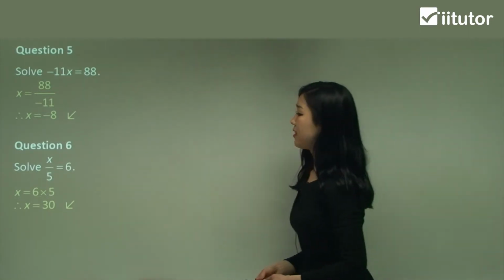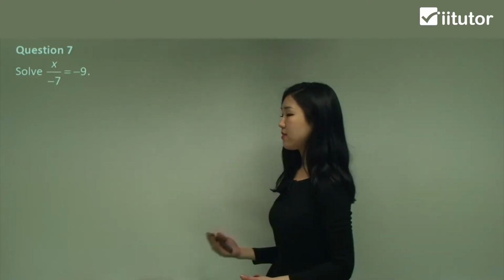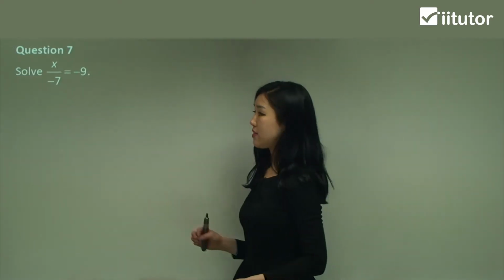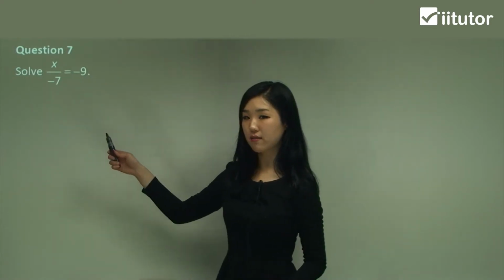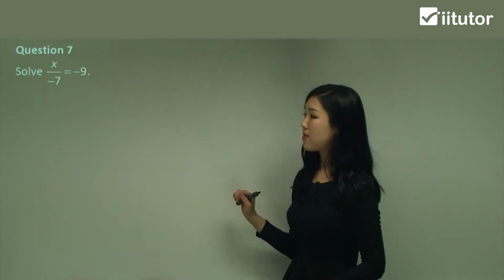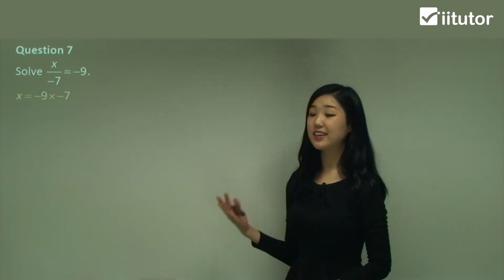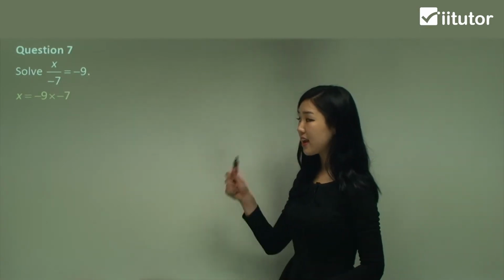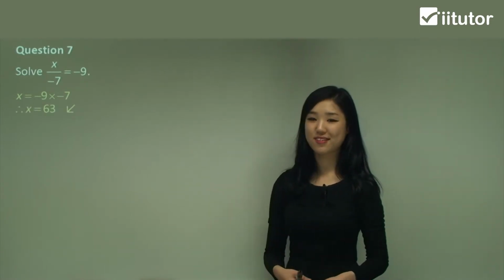Okay, so that's question 6. 7, x divided by negative 7 is negative 9. I don't want the negative 7 on the denominator because we're dividing, x divided by negative 7. So to get rid of that negative 7, we need to multiply. So negative 9 times negative 7, negative times negative makes a positive, so it's going to be positive 63. Okay?